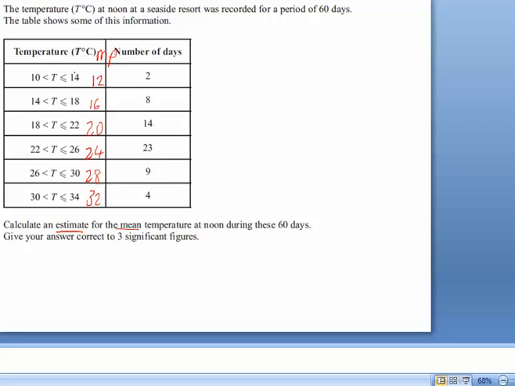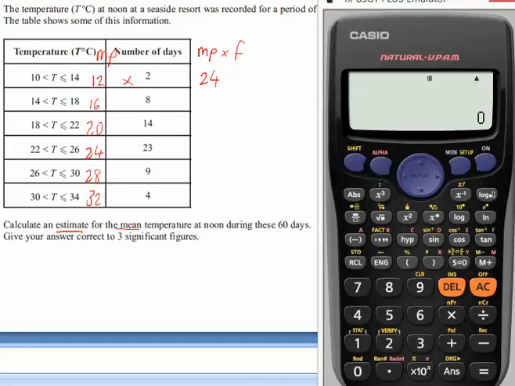So I've taken 12 to represent between 10 and 14, and the frequency of that temperature was 2 days. So for 2 days we've used 12 as the temperature. So in total that would be the midpoint times the frequency, which is 12 times 2, which is 24. This is a calculator question, and I've got my calculator here to help me.